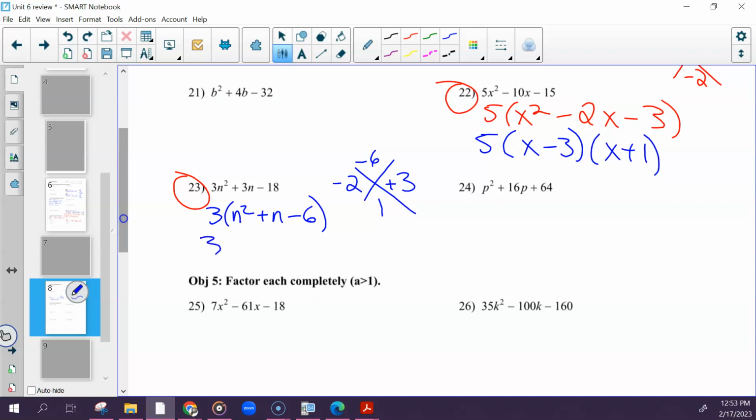So then your 2 factors would be n minus 2 and n plus 3. Make sure you're writing the right variables. You shouldn't have x's when there's n's. That would make sense. Not right now, but yes.